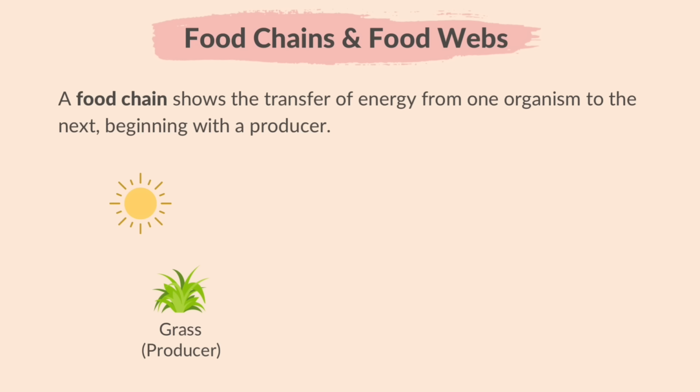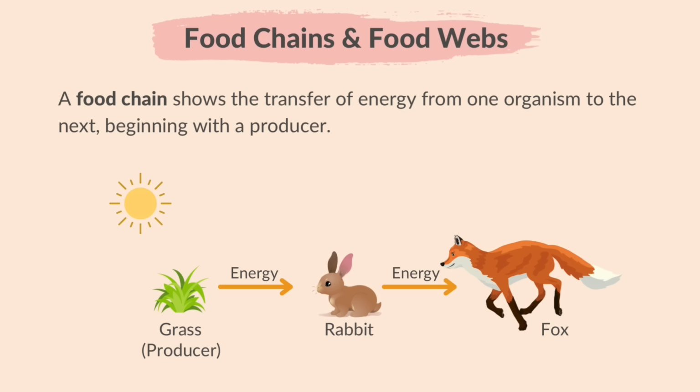In this food chain, the grass obtains energy from the sun and is consumed by the rabbit. The energy stored in the grass is transferred to the rabbit when it eats the grass. The fox then obtains the energy by preying on the rabbit. So, in a food chain, the arrows between each organism in the chain always point in the direction of energy flow, from the food to the consumer.